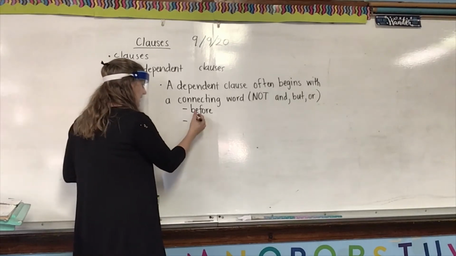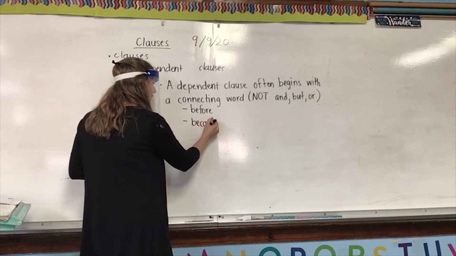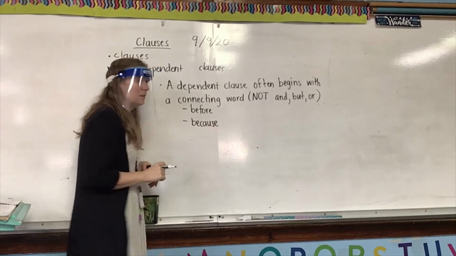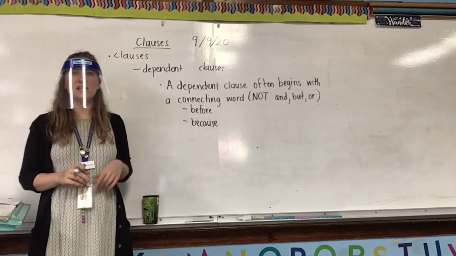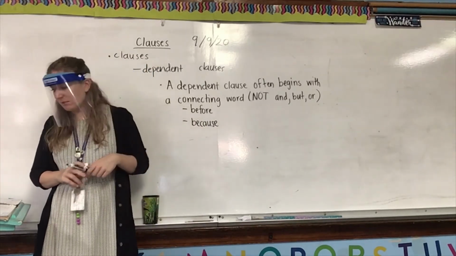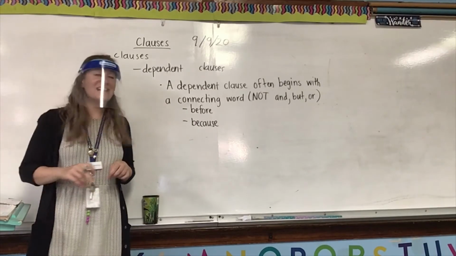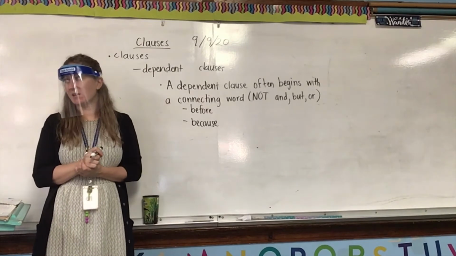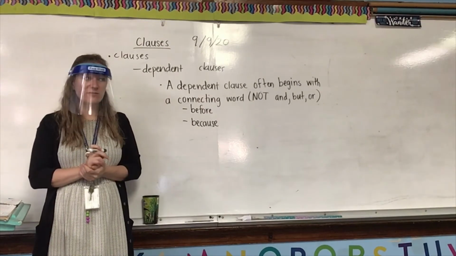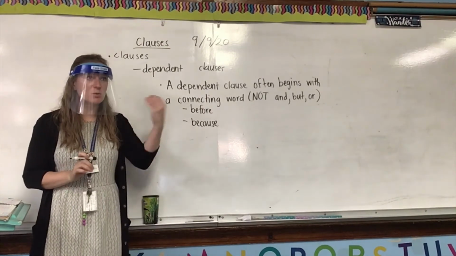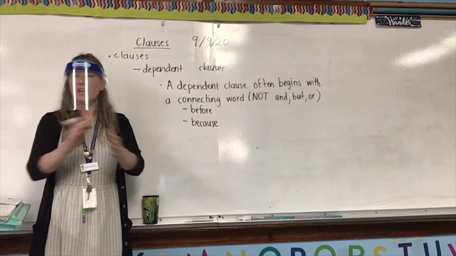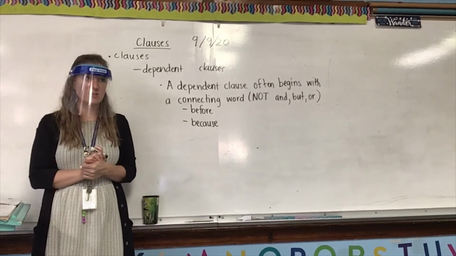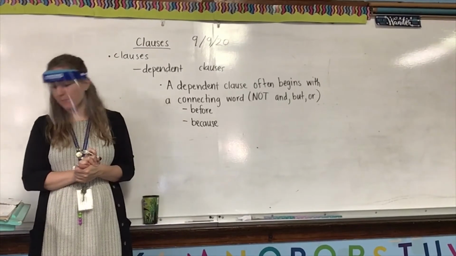Before, another one is because. Like the sentences that we used in the examples, Marianne got an award because she won first place. Well, Marianne is the independent clause. Because she won first place is the dependent clause. Because do we know why it says because if all we have is because she got first place? No.